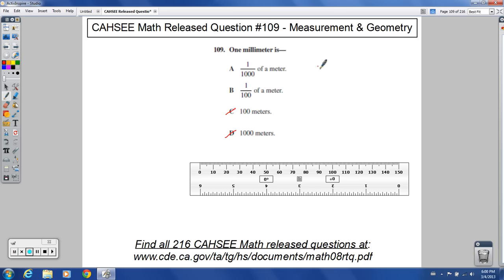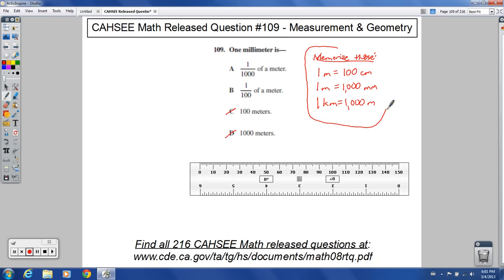So I want you to think of these prefixes. These are ones you should have memorized. So memorize these, I would say. You should know that 1 meter is the same as 100 centimeters. You should know that 1 meter is the same as 1,000 millimeters. And you should know that 1 kilometer is 1,000 meters. These ones are definitely ones you should know by heart for the CAHSEE.